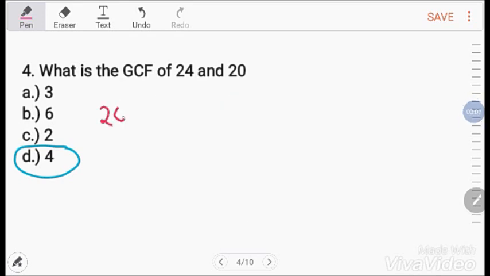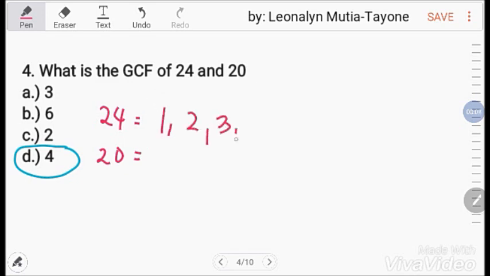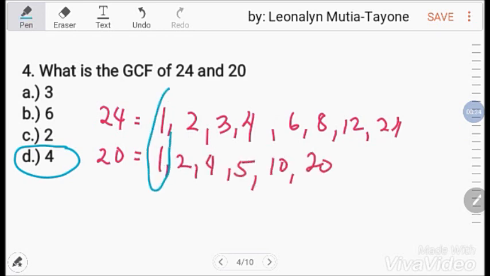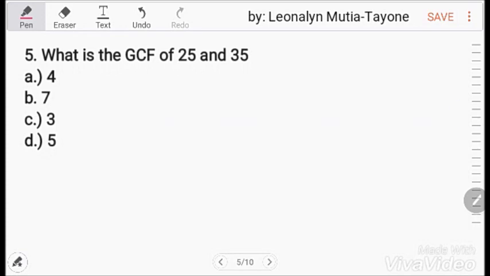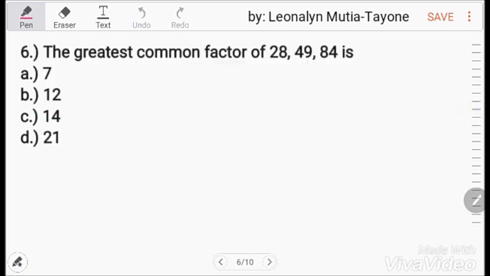Another solution, ilagay natin lahat ng mga factors nitong 24 and 20. Si 24 ay 1, 2. So these are the common factors. At si 4, wala ng kapareho. So 4 is the greatest common factor. Number 5, what is the greatest common factor of 25 and 35? This is exactly the same in our question number 3. So the answer is letter D, 5.